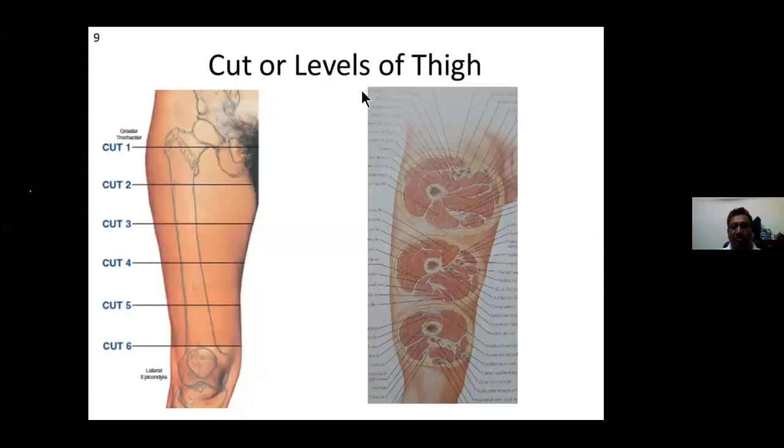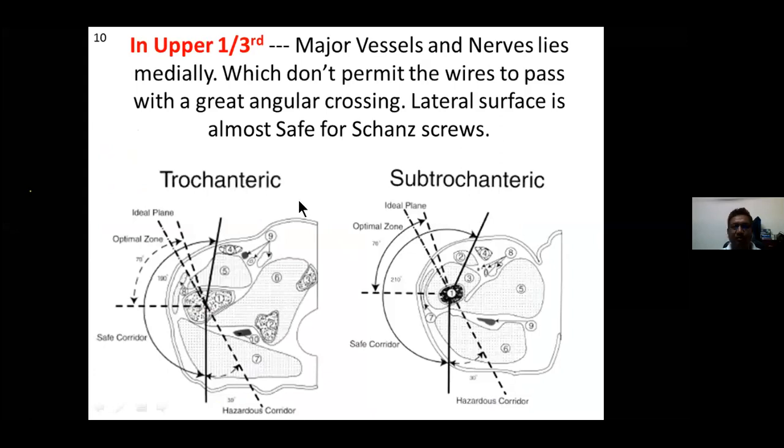These are the cut levels of the thigh. Usually, the thigh is divided into six cuts: 1, 2, 3, 4, 5, 6. We also have a rough idea about the upper third, middle third, and lower third. In the upper third, the major vasculature is on the medial portion, and in the middle third it is completely medial, and in the lower third it is posterior. In the upper third, major vessels and nerves lie medially, which does not permit wires to pass with a great angular crossing. The lateral surface is almost safe for Schanz screws.